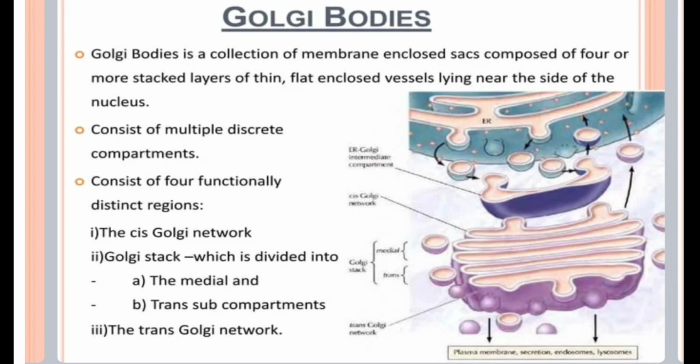These are the parts of the Golgi apparatus. The first one is the cis Golgi network. Previously we studied the mitochondria, and next the endoplasmic reticulum. Golgi bodies are like a combination of these two. First we will see the cis Golgi network, and next the Golgi stack, which is divided into medial and trans sub-compartments, and the last is the trans Golgi network.